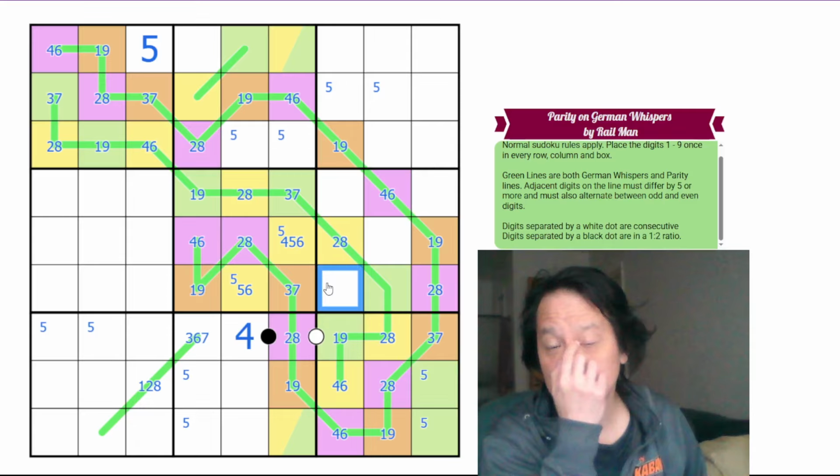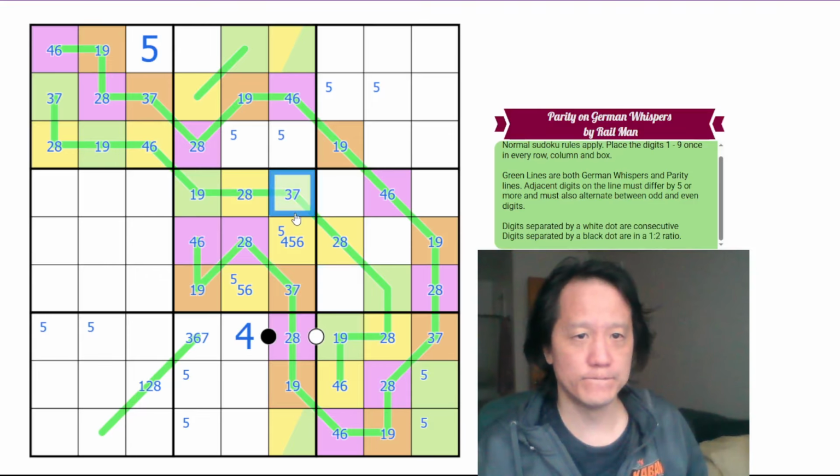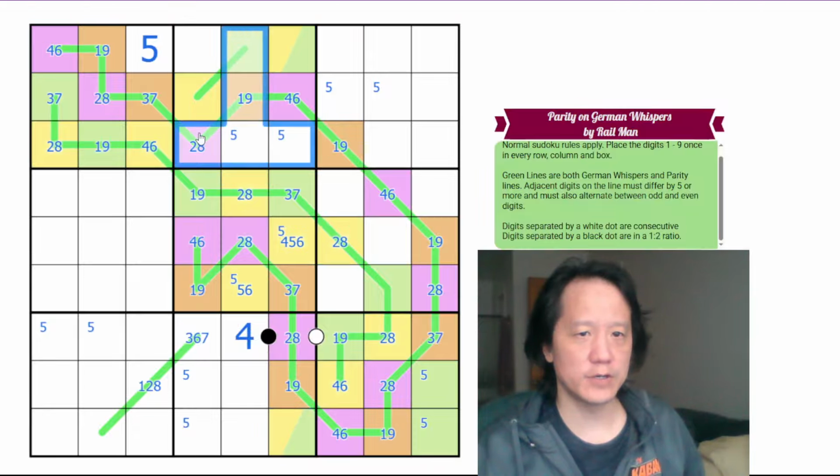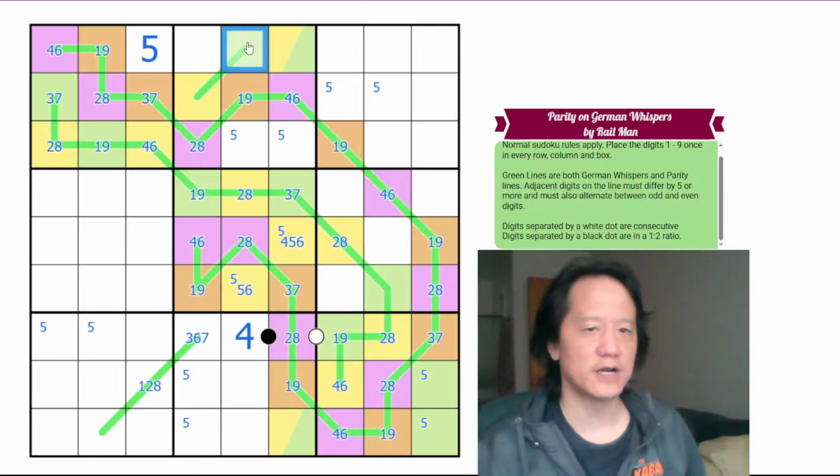Okay. 1, 9 cannot be here, but it could be either of these. Yellow cannot be here, cannot be here. Actually could be here. Dang it. Can't be here. No, this is not green. So yellow does have to be one of these 3.